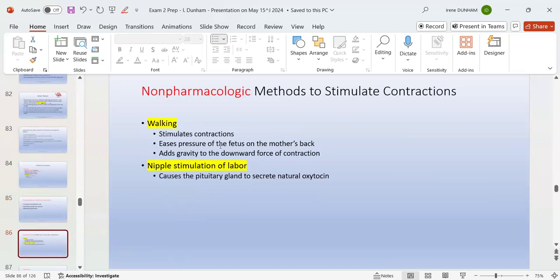Let's go on here. We talked about non-pharmaceutical methods to stimulate contractions. Walking is the best one. And we also have another one called nipple stimulation of labor. When you stimulate the nipples, you activate the release of the natural oxytocin from the pituitary gland. This we don't use very often because we can't quantify it. I don't know how many mLs of oxytocin is being released by the pituitary gland through the nipples. So you have to be very careful when stimulating contractions using nipple stimulation.